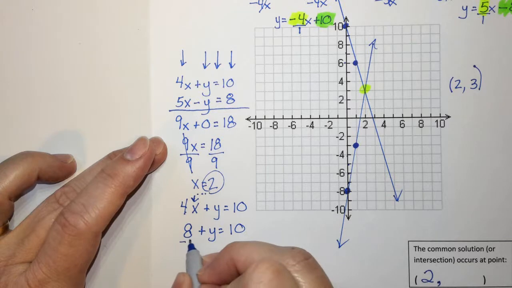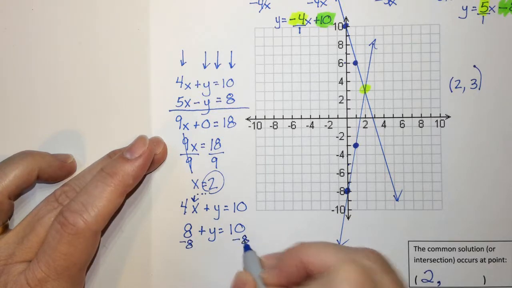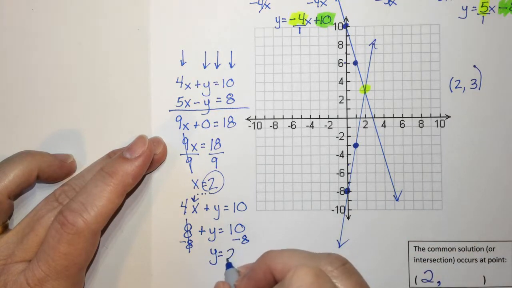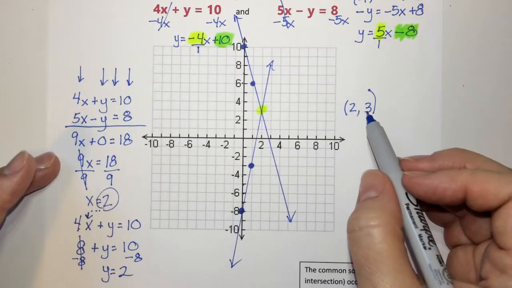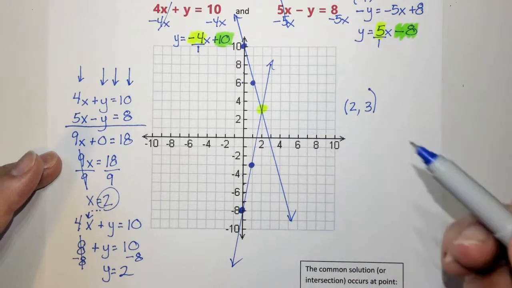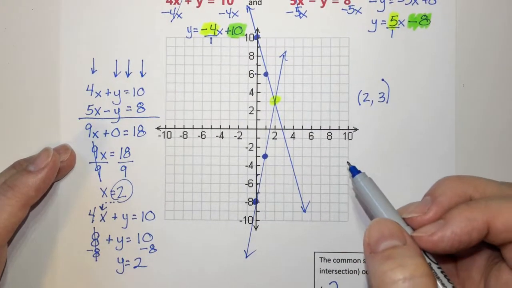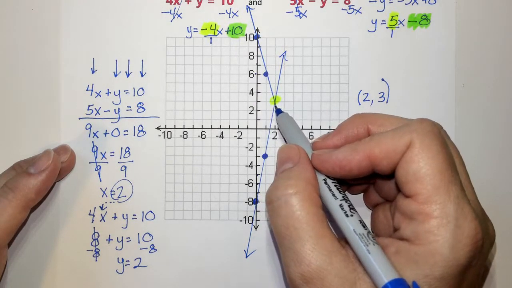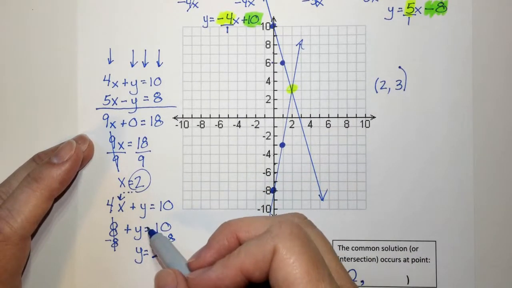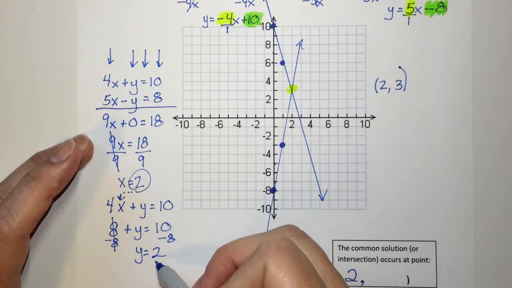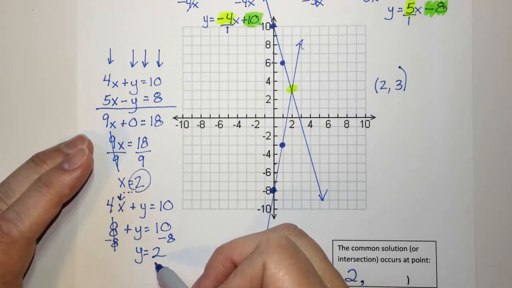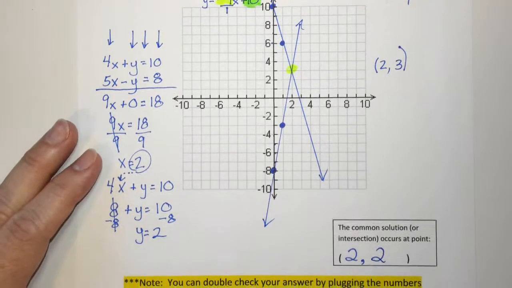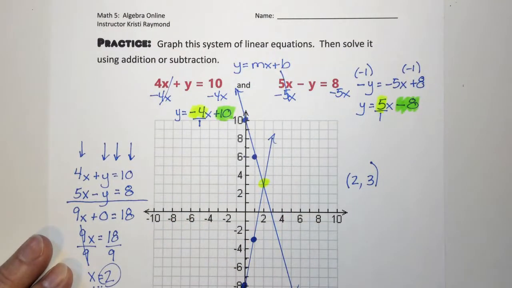To get rid of my 8 over here, subtract 8 from each side. Y equals 10 minus 8, 2. Aha, so my estimate then wasn't correct. I was off by 1. So this is actually a great example for you. Graphing by hand can give you an estimate, but it's not exact. You have to solve the system of equations using addition or subtraction like this to get the specific exact answer. So then the y value is 2. This is the common solution for these two linear equations.